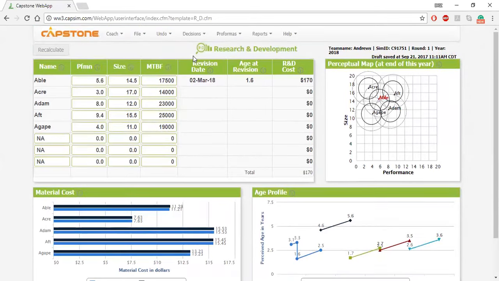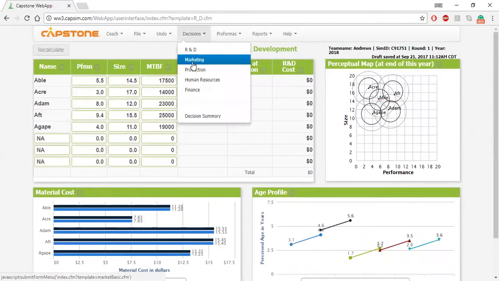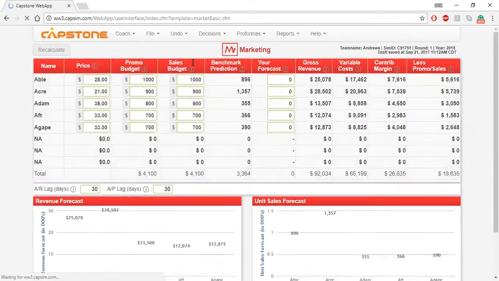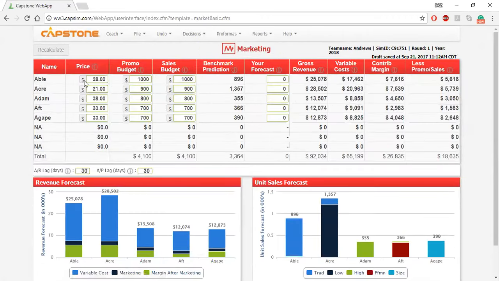Also, when you're making changes, whether it's to the specifications of your sensor, whether it's to the marketing of your sensors, whatever the case may be, I would encourage you to consider what happens to your estimated sales. And we can get our estimated sales under our marketing function. So our ABLE product is currently estimated to sell, based on the benchmark prediction, 896,000 units.